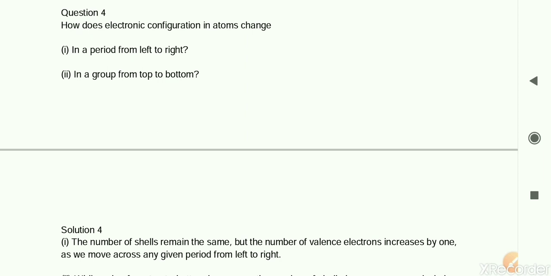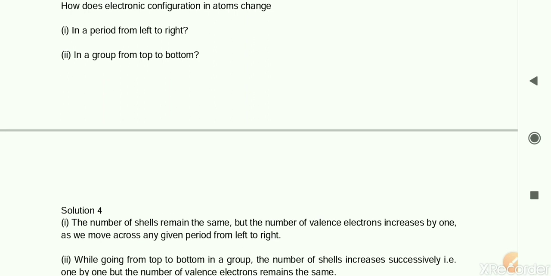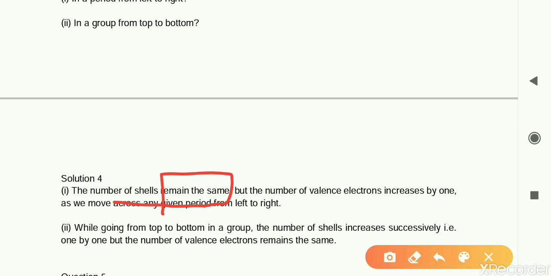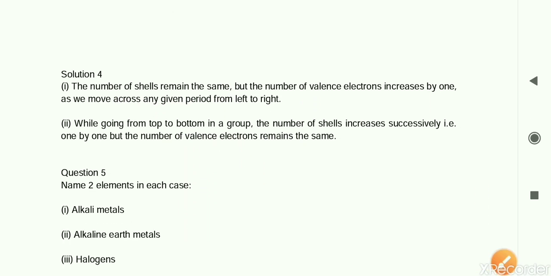The number of valence electrons is increasing, which we have seen in the class itself. In a group, what is happening? The number of valence shells is increasing. Here it is written there. Across a period, the shells remain the same, but valence electrons increase by 1. In a group, the number of valence electrons is the same, but the number of shells is increasing. Question number 5. Name 2 elements in each case.